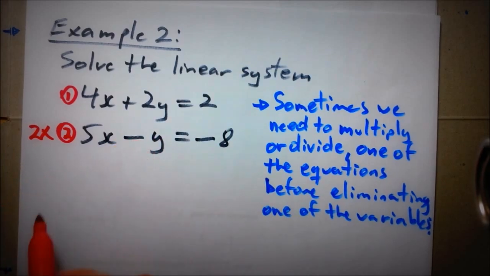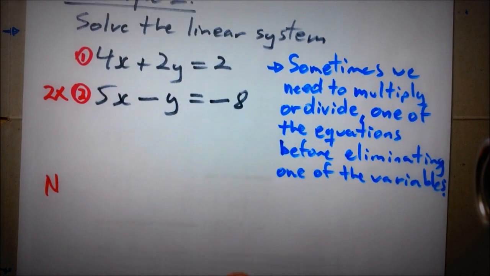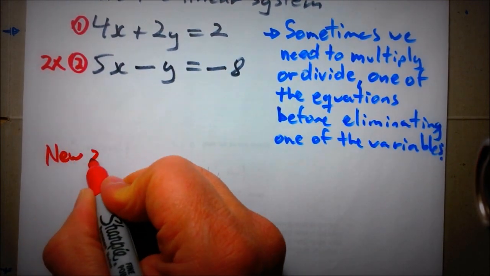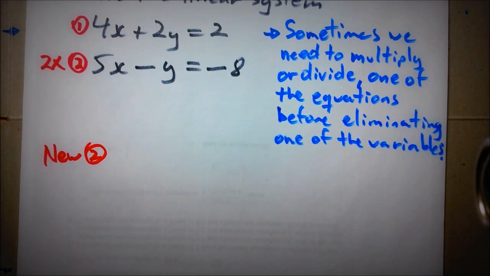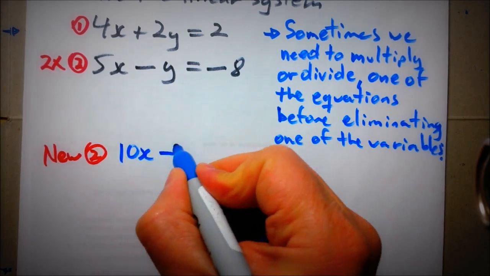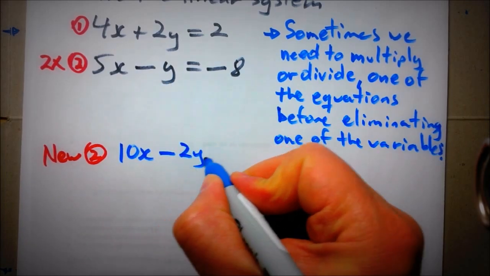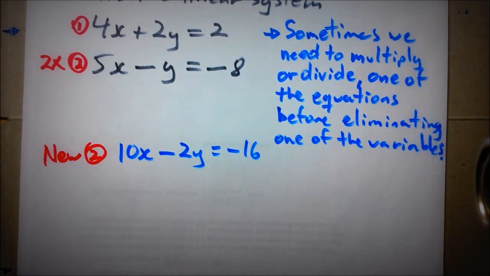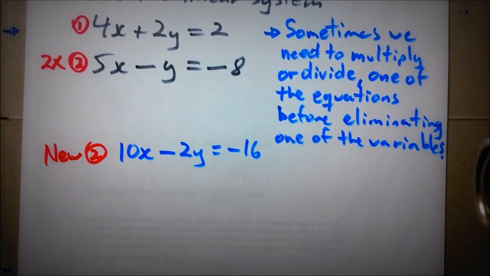So we're going to get a new equation 2. Let's write this down as new equation 2. Let me move this up a little more. Good. New equation 2. So that means we get the following. 2 times 5x gives us 10x, minus 2y, equals minus 16.